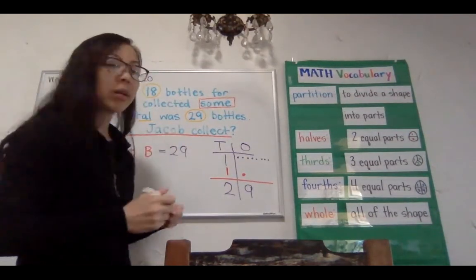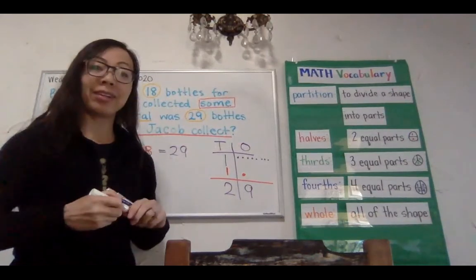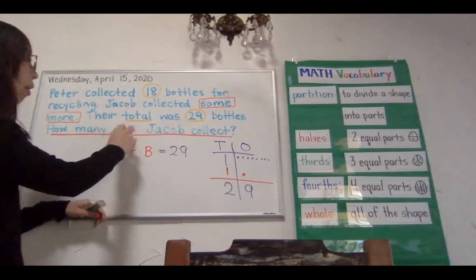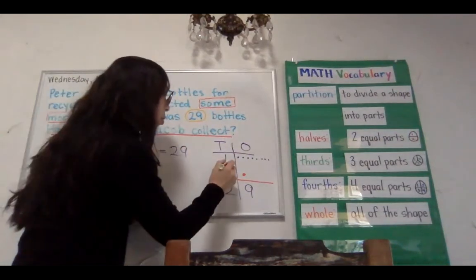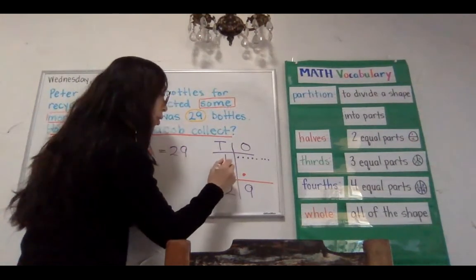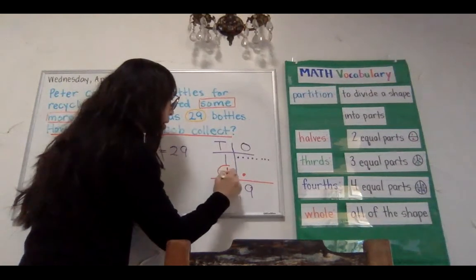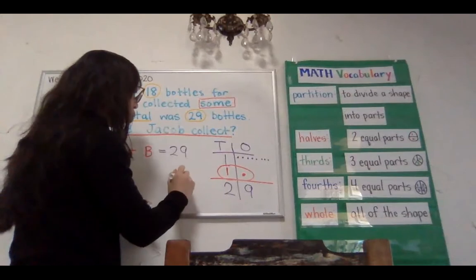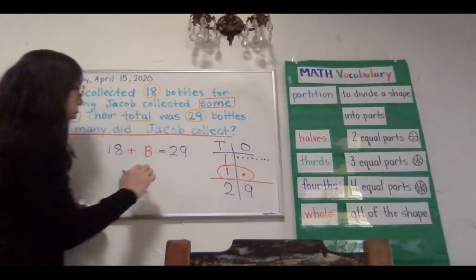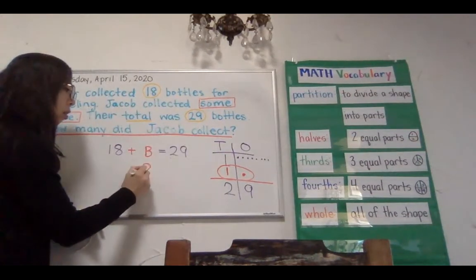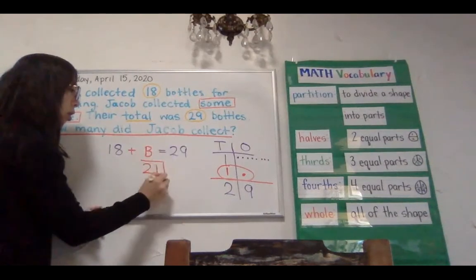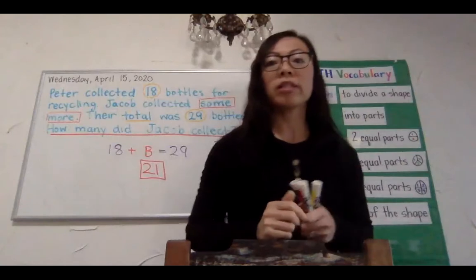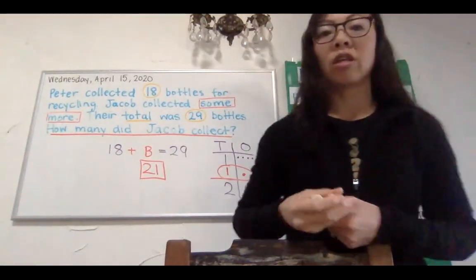Now, a lot of people have been boxing in the sum because we are used to boxing in the sum. But remember, guys, our job right now is not finding the sum. Remember, what are we finding? How many bottles did Jacob collect? So what did we find? Remember, this red is Jacob. 10 and 1. So how many is that? That is 21. So we're going to put 21 here. 21 is the answer we're looking for. It tells us how many bottles Jacob collected.